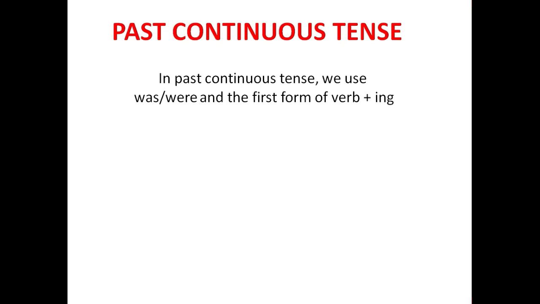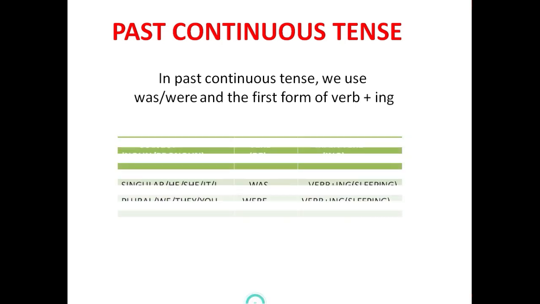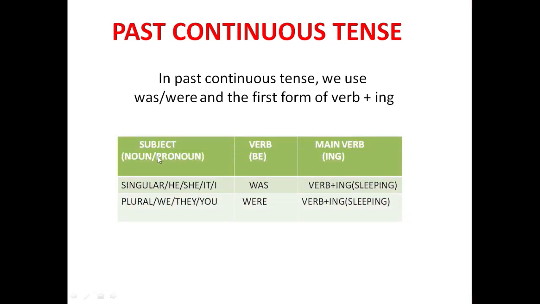In past continuous tense, we use was or were and the first form of verb plus ing. When a subject is singular, I told you all that subject is always a noun or a pronoun. If my subject is a singular noun or singular pronoun, for example he, she, it, I will follow the helping verb was plus verb plus ing. For example, if I take the main verb sleep and add ing, so he was sleeping. And if my subject is a plural noun or a pronoun like we, they, you, we will add were plus verb plus ing, like they were sleeping.